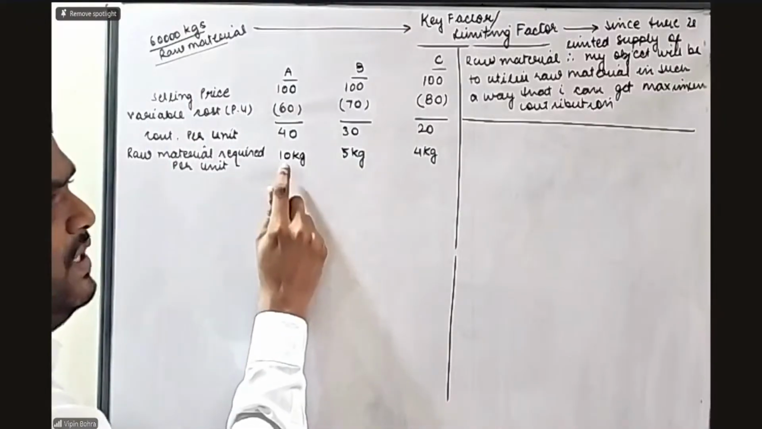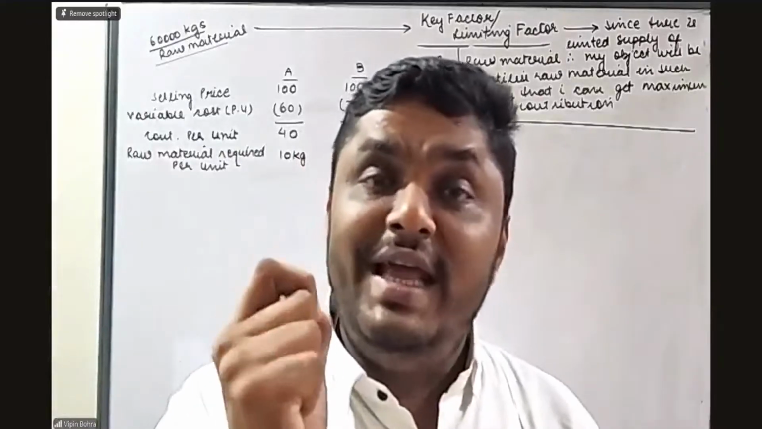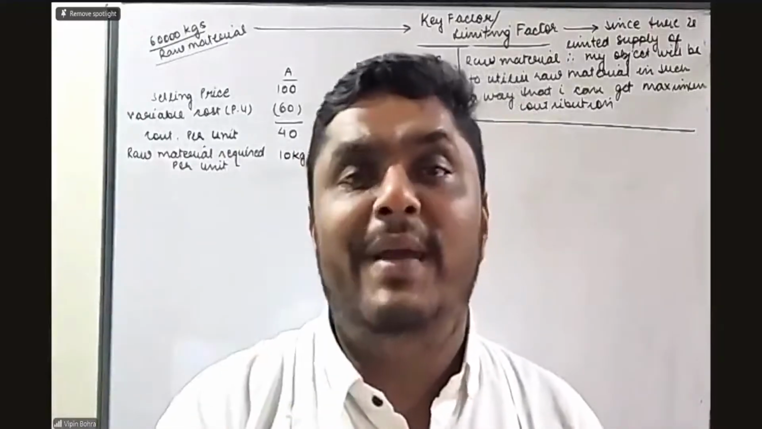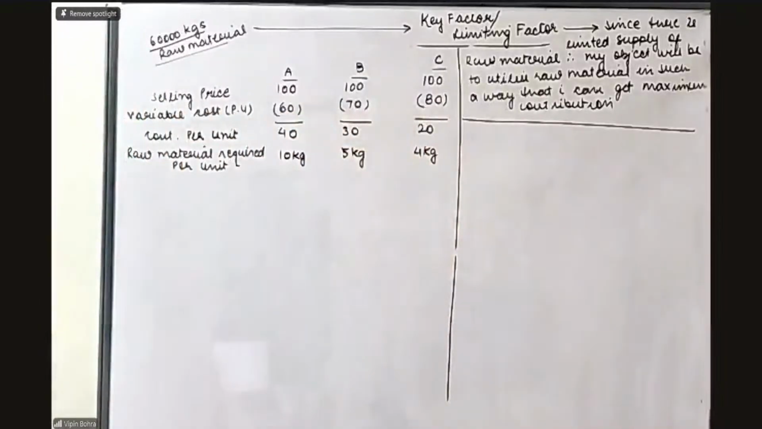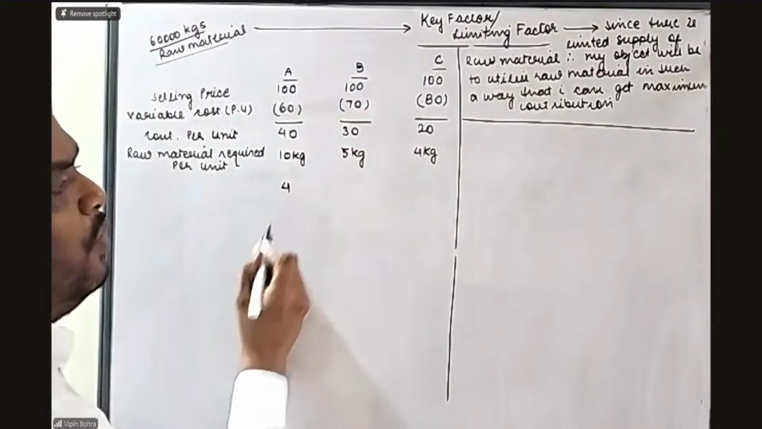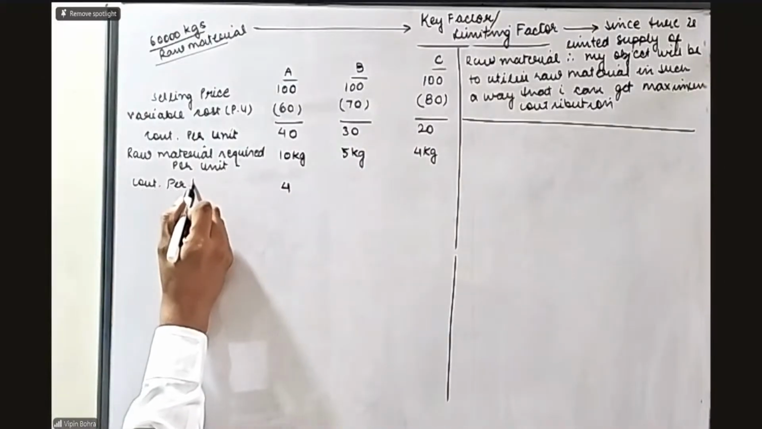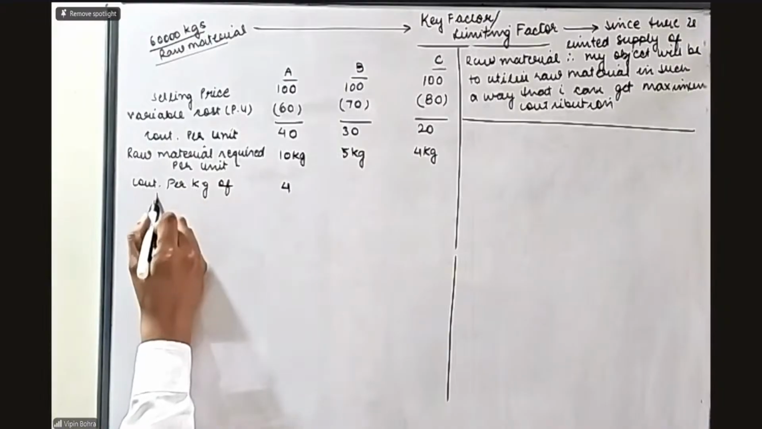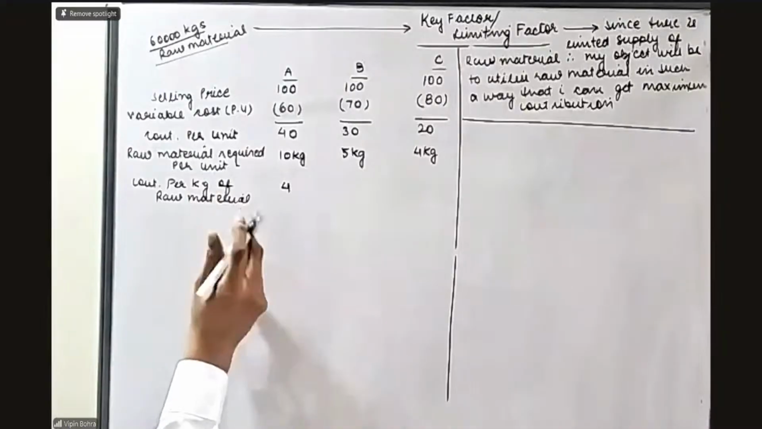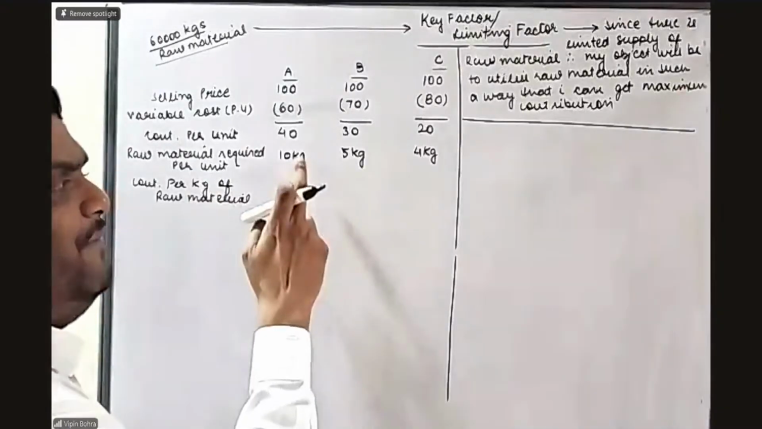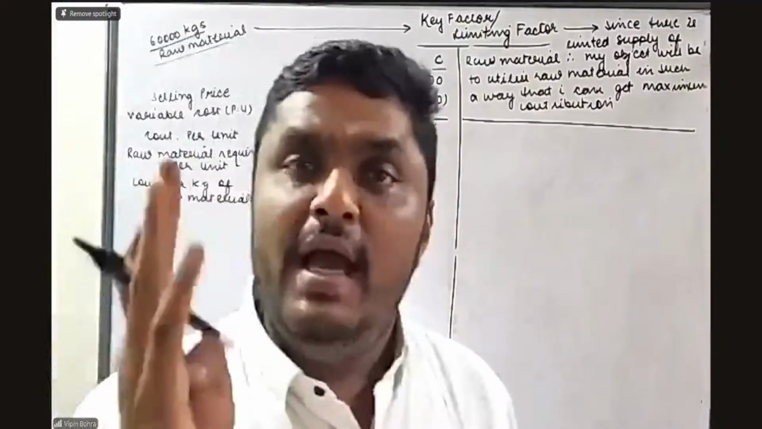After using 10 kgs of raw material in A, how much am I getting? 40 rupees as profit. So from 1 kg of raw material, how much profit am I getting? 4 rupees. We can say contribution per kg of raw material. How much contribution am I getting per kg? From 10 kg, we are earning 40 rupees. So from every kg, how much am I earning?